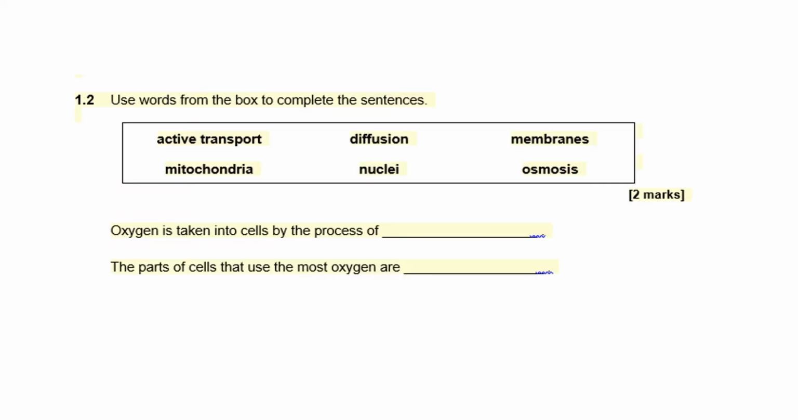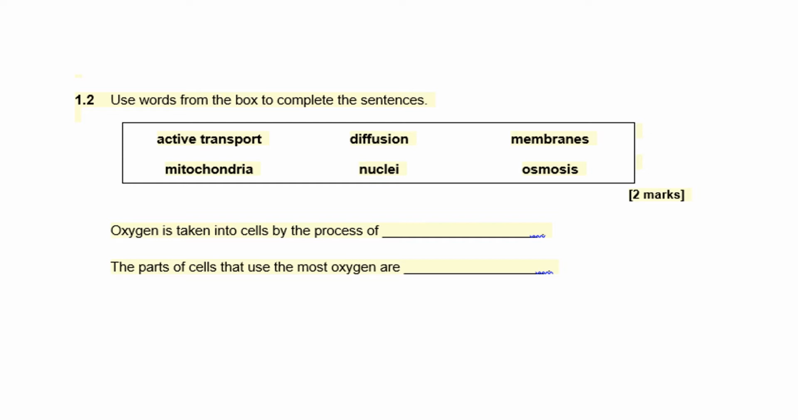Right, next question, 1.2. Use words from the box to complete the sentences. So it's given us 6 words to use, and we've got 2 blanks, so we need to put the correct word into the blank. So the first one says, oxygen is taken into cells by the process of, and hopefully we realise that that is going to be diffusion. So well done if you put diffusion.